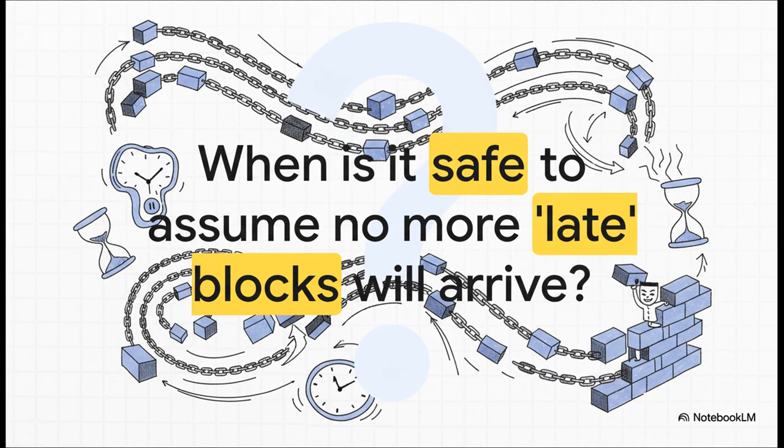And it gets worse. This is what you could call temporal ambiguity. A bad actor could, in theory, create a block, hold onto it, and then release it at the perfect time to cause chaos. So the big question is, at what point can you finally say with confidence, okay, the past is settled, it's locked in?